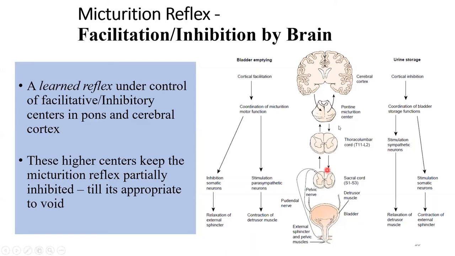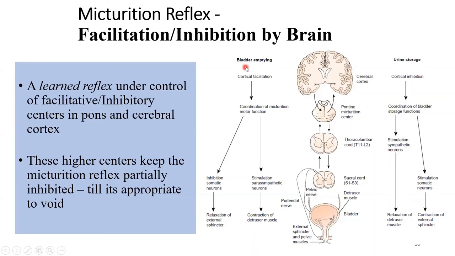Okay, so the urine storage, look at this. He has given two flowcharts. One is this, correlated with this diagram. Urine storage is when cortical inhibition, meaning the inhibition exerted by the cerebral cortex and its associated areas in coordination with the pontine center, is basically stimulating the sympathetic neurons, which we mentioned are pro-filling. So they will relax the detrusor and allow it to fill. And at the same time, stimulation of the somatics, the pudendal nerve, keeps tight contraction of the external sphincter so nothing leaks out. There obviously is no mention of parasympathetics because this is a urine storage mode.